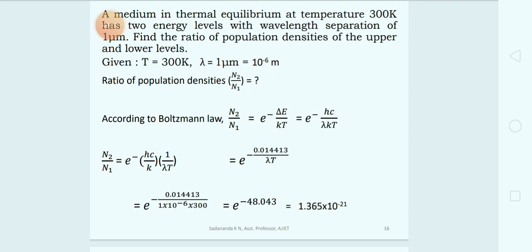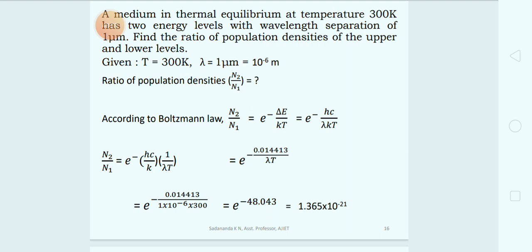So n2 by n1 is equal to e power minus (hc by k) into (1 by lambda T). hc by k, all these are constant factors. Therefore, I can substitute these constants: h is Planck's constant, c is the speed of light, and k is the Boltzmann constant. The value of the Boltzmann constant is 1.38 × 10^-23, h is Planck's constant 6.625 × 10^-34, and c is 3 × 10^8. If you substitute these, the constant will be evaluated.